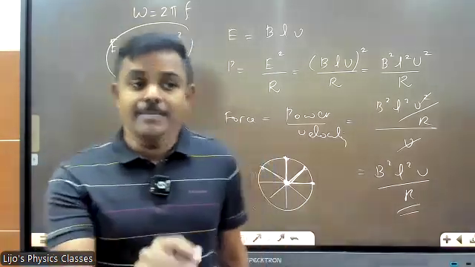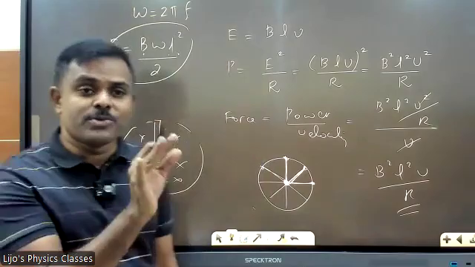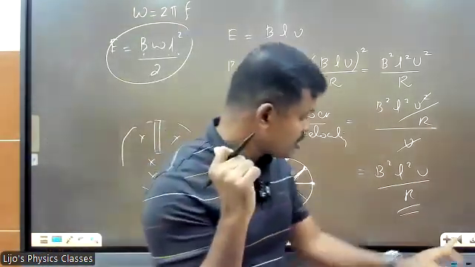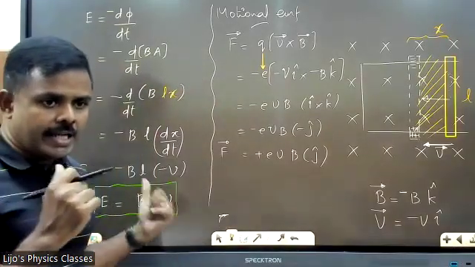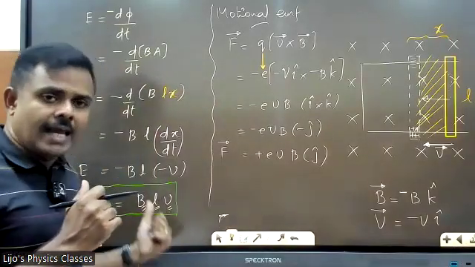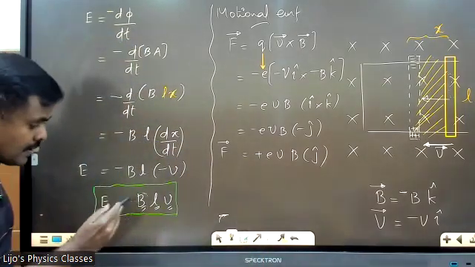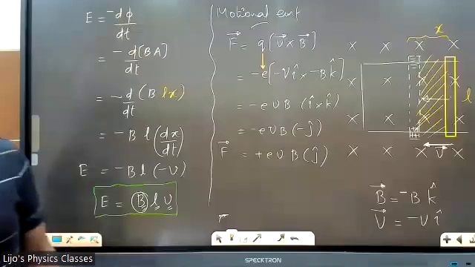All right. So, look at this. I'm 100% sure about it. Look at this. First is what? Like I said, the motional EMF derivation, which we just did. Motional EMF derivation, this one. Motional EMF is given by what? BLV. Magnetic field is B. Length is L. Velocity is V.